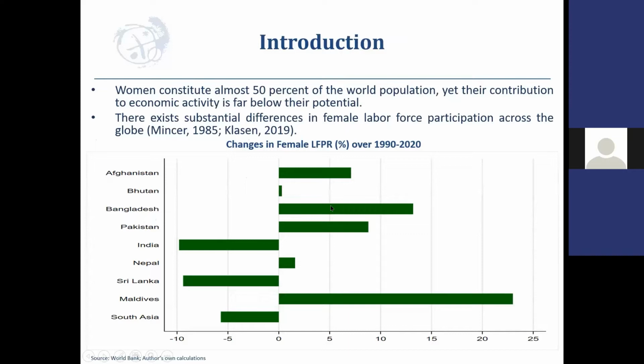You can see in the graph, which shows changes in female labor force participation from 1990 till 2020 for South Asian countries, that the trend is heterogeneous. Pakistan, Bangladesh, and Afghanistan witnessed an increase in female labor force participation over the last 3 decades, while it has declined for India and Sri Lanka.